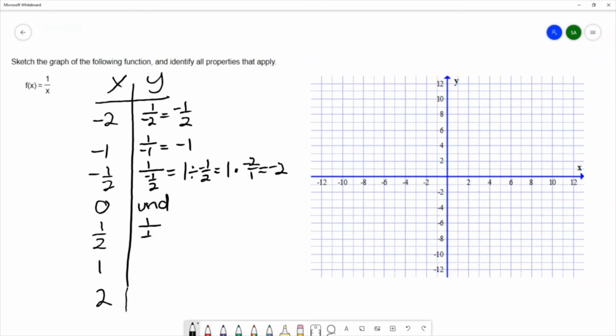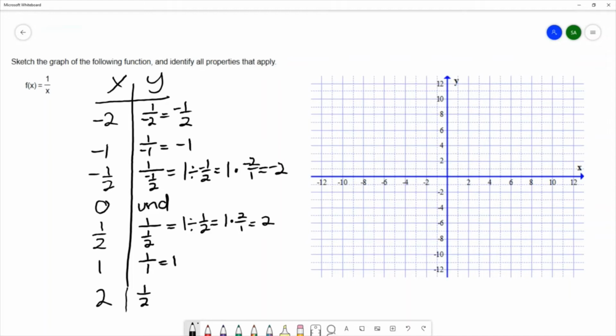You can do the same thing with 1/2. 1 over 1/2 is the same thing as 1 divided by 1/2. With fractions, we multiply by the reciprocal, and that's 1 times 2 over 1, and that's 2. So 2 is the reciprocal of 1/2. We have 1 over 1, which is 1, and 1 over 2. 1/2 is the reciprocal of 2.